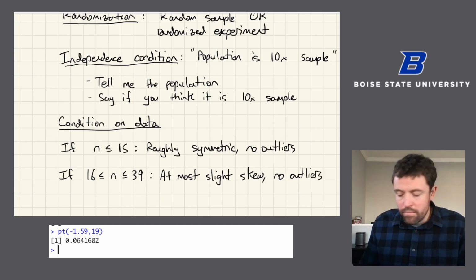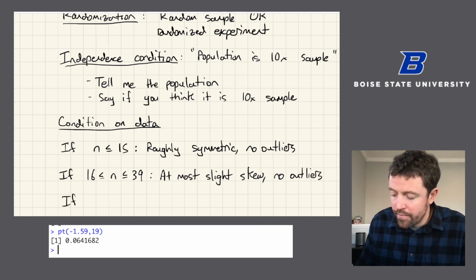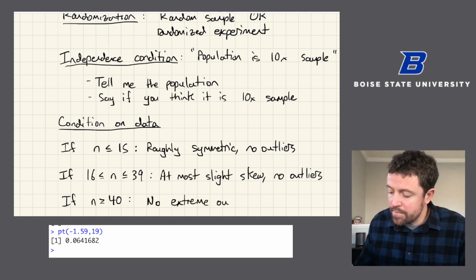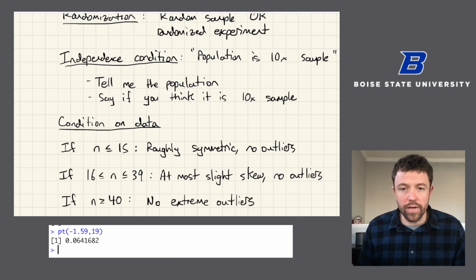And if we have a large sample, so a sample of size at least 40, what we need is no extreme outliers. So any amount of skew is fine. It would just be if you have outliers that are just way, way outside the regular range of data.